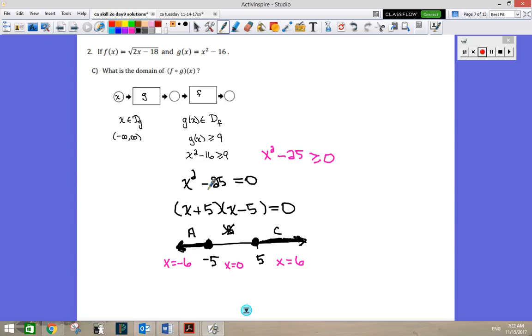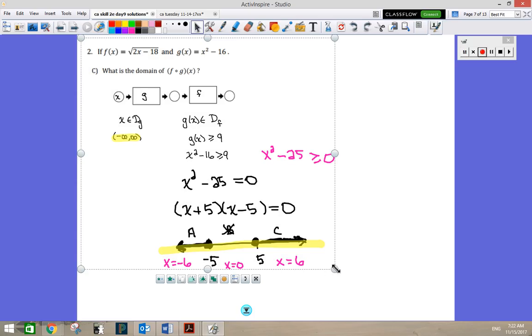So these two things have to be true at the same time. We have to be all real numbers, and this picture, real numbers that are less than or equal to negative 5 or greater than or equal to positive 5. For those two things to be intersected, you just get this same picture for the domain of this composition.